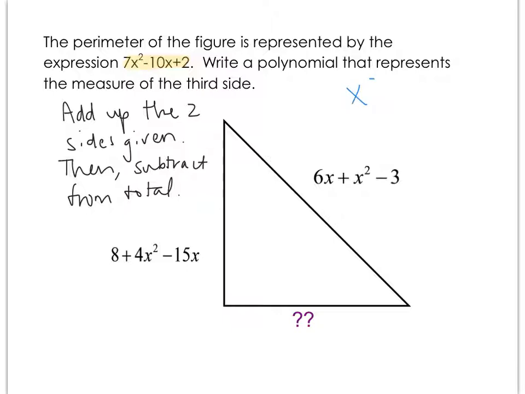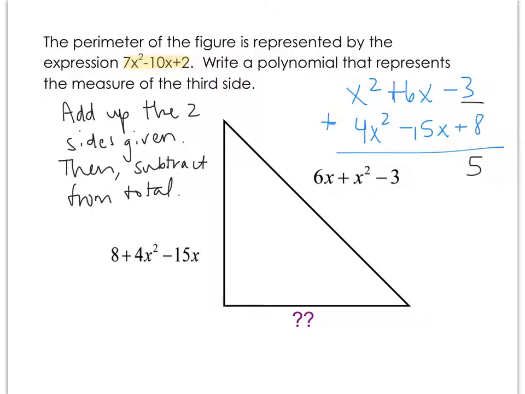So I have x squared plus 6x minus 3, and I'm going to add to that 4x squared minus 15x plus 8. And what I end up getting is negative 3 plus 8 is 5. 6 plus a negative 15 is a negative 9x. And x squared plus 4x squared is 5x squared. So I end up getting 5x squared minus 9x plus 5.